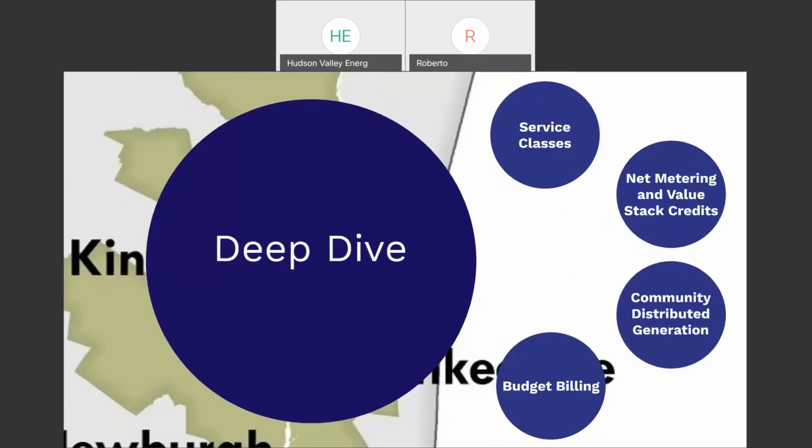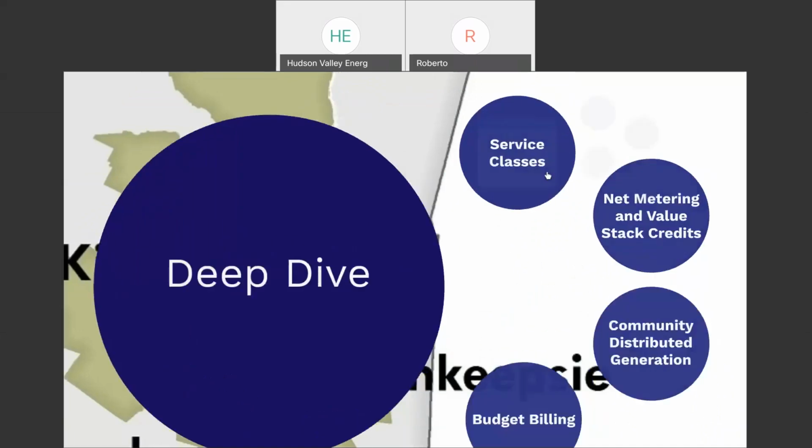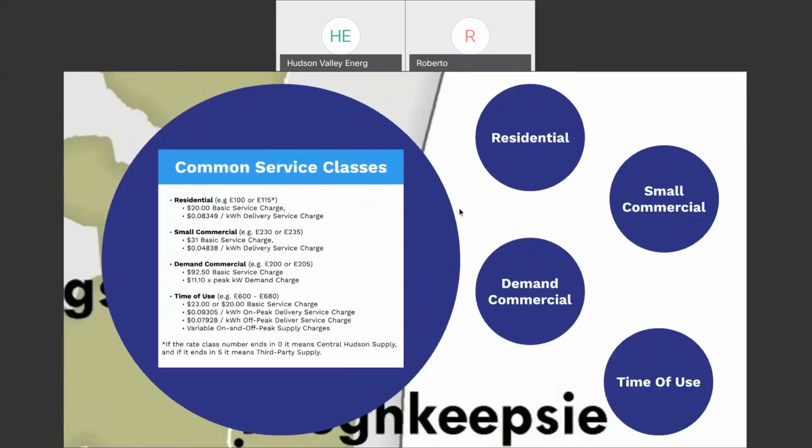The first detail that we want to tackle is what is called your service class. Here are the most common service classes for small electricity customers. To make this as easy as possible, we'll go through each of these categories one by one, using sample bills to show you the differences between each class.